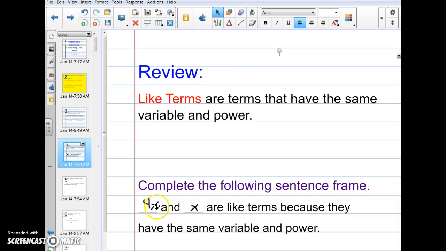Alright, so if I look at both of them, the base or the variable is x for both of them. This one has a coefficient of 4. Technically there's a 1 here, the coefficient. And then the power. They don't have a power, so that means the power of 1. So, same base, same power.